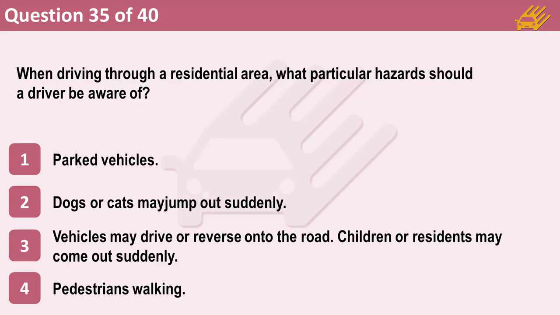When driving through a residential area, what particular hazard should a driver be aware of? 1. Parked vehicles. 2. Dogs or cats may jump out suddenly. 3. Vehicles may drive or reverse onto the road. Children or residents may come out suddenly. 4. Pedestrians walking.